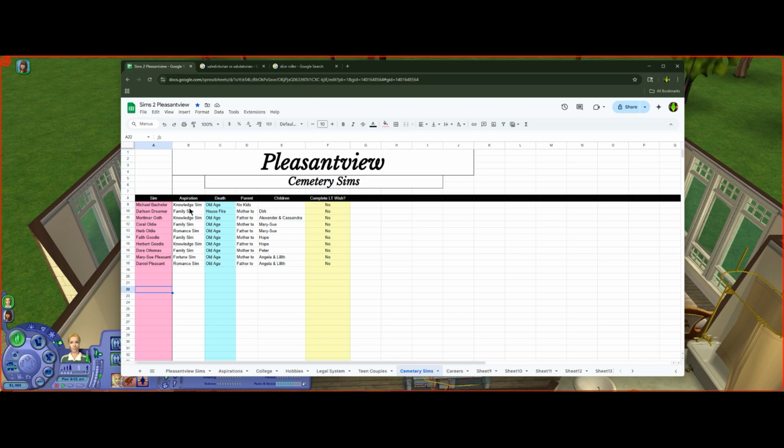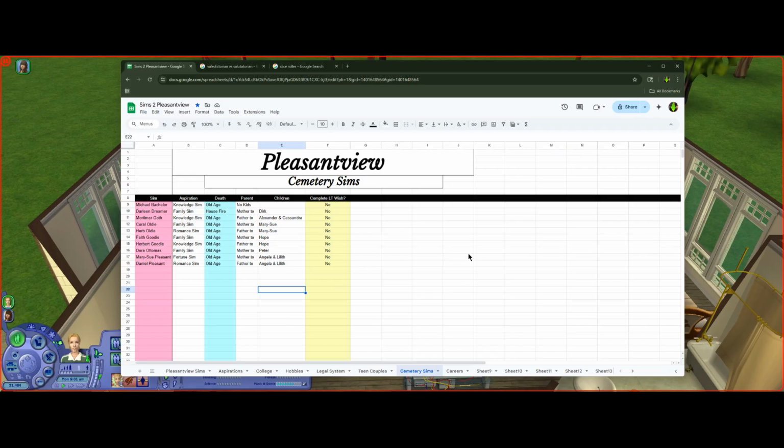But anyway, we have our Sim column here, and these are all the Sims that are currently in the Pleasantview Cemetery. I have their aspirations that they had before they died. I had their type of death, so most of my Sims died of old age. And then I have the parent to children aspect. So I have mother to, father to, no kids if they didn't have any kids, and their lifetime wish complete. No. Most of these Sims did not complete their lifetime wish before they died. But anywho, I just wanted to add a little bit of things here.